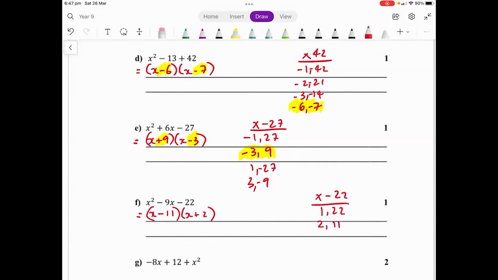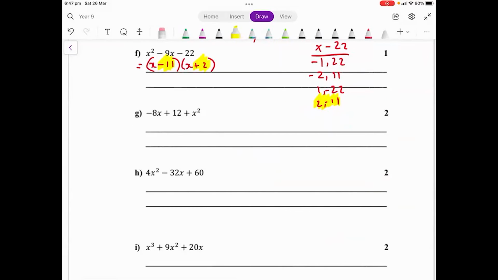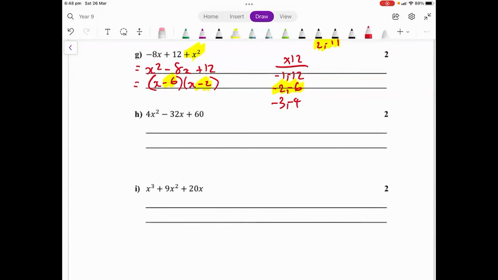Question G is a monic trinomial that has all the terms mixed around. So I can rewrite that question with my x squared at the front. That becomes x squared minus 8x plus 12. Then I can factorize that. I need two numbers that multiply to give 12 and add to give minus 8. That's x minus 6, x minus 2. Question H, I take out a common factor first. That's 4. That leaves me with x squared minus 8x plus 15 in the brackets. I can factorize that. That gets me 4, x minus 5, x minus 3.